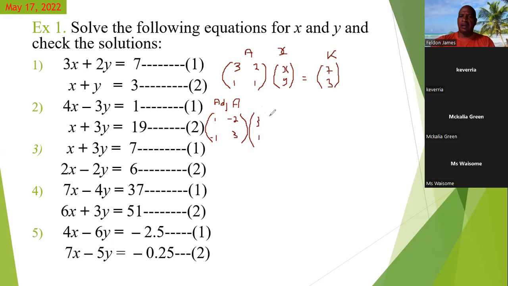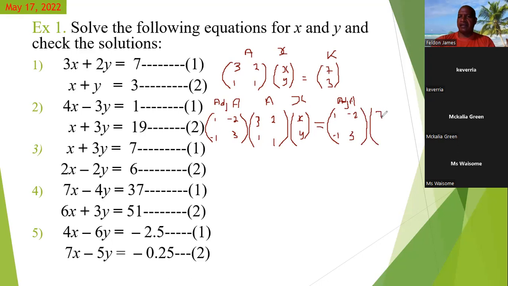3, 1, 2, 1, so this is 3. All right, and then this is matrix A. Then we write back our X and Y matrix. And this is matrix X. And then we write our adjoint matrix on this side as well. So we're simply rewriting our Adj A on the right-hand side. So we have 7, 3, okay. Let me see the hands of those who at least got that so far.